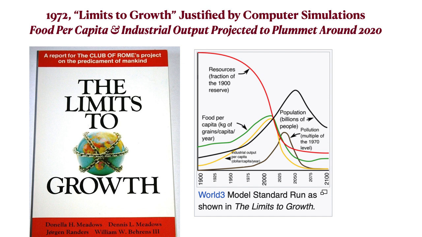So the authors had this World 3 model, and they looked at things like natural resources and food and population and pollution and analyzing them together and concluding that food per capita and industrial output would plummet sometime around the year 2020. So we could see population there peaking and then declining. Pollution's peaking and declining as population does. You could see food per capita just really plummeting along with resources. So it's a very pessimistic view of the future.